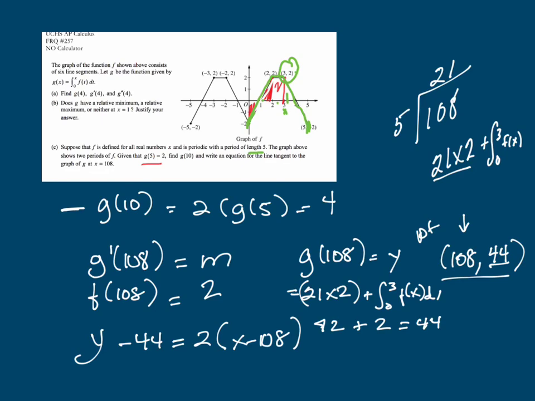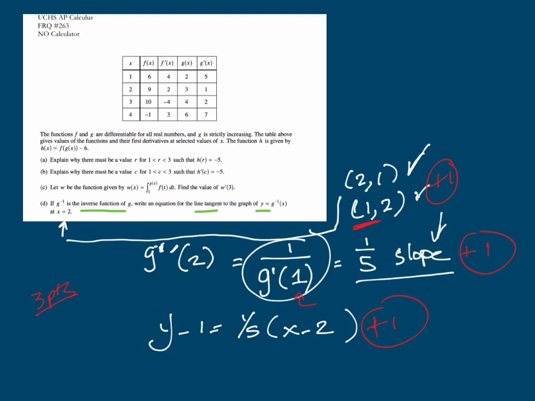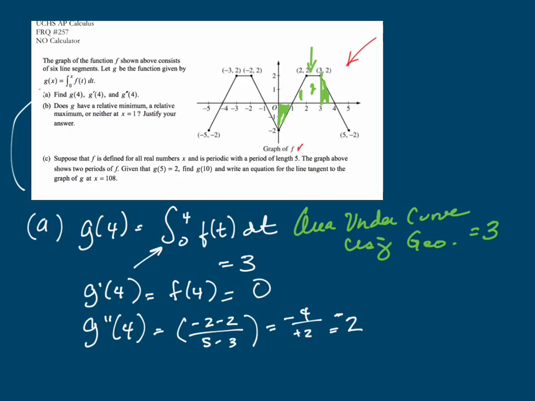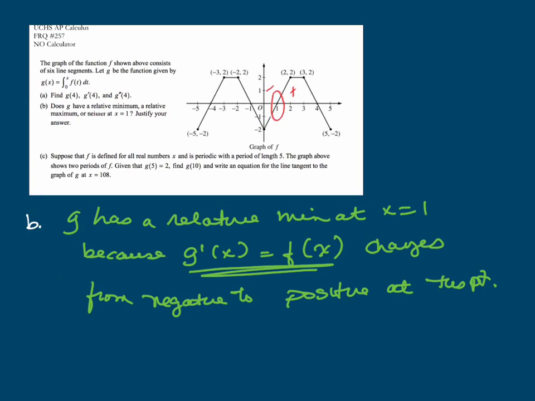Okay, now let's add up all the points. Going back to the beginning. Part A was worth 3 points. So you get a point for getting 3, a point for getting 0, and a point for getting -2. So there's 3 points for part A. Part B is worth 2 points. You get a point for saying it's a relative minimum and the reason. So 2 points total for B. So now we're at 5.